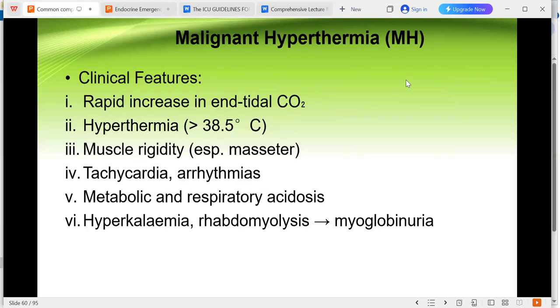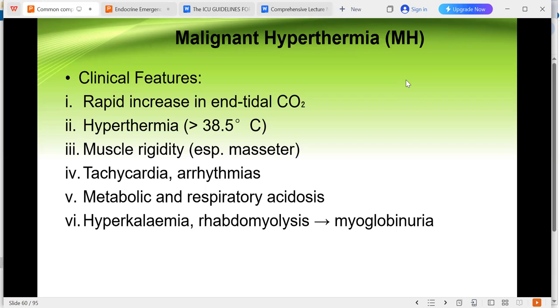So what are the features you will see in theater? You have a rapid rise in end-tidal CO2, showing hypermetabolism. A CO2 that is as high as 55, 65, sometimes even as high as 70 millimeters of mercury. You want to find out, especially in association with hyperthermia, when the core temperature is more than 38.5 degrees Celsius.